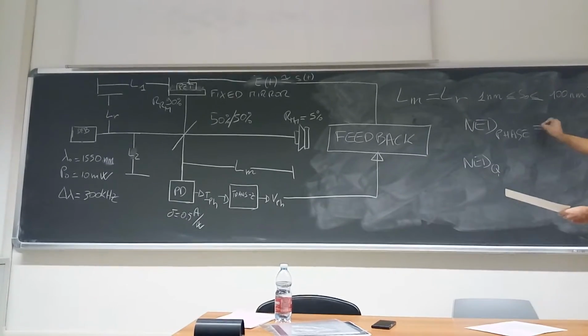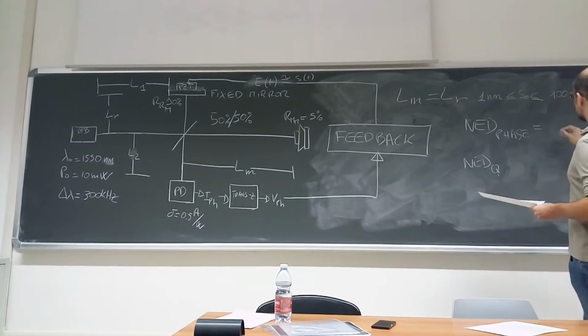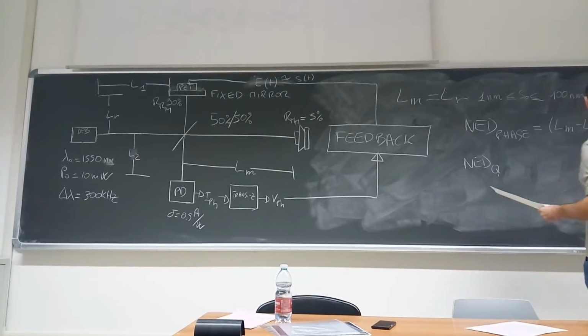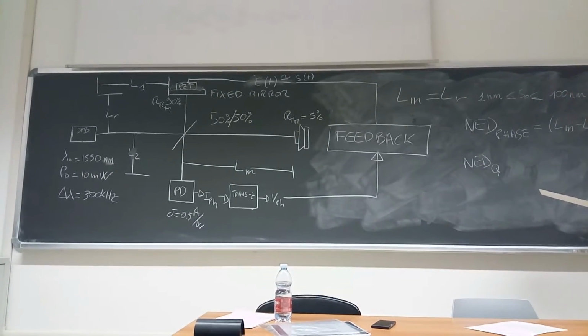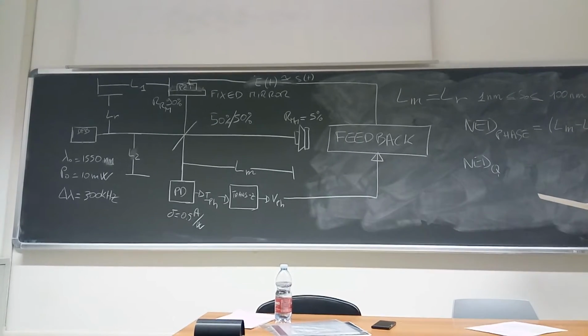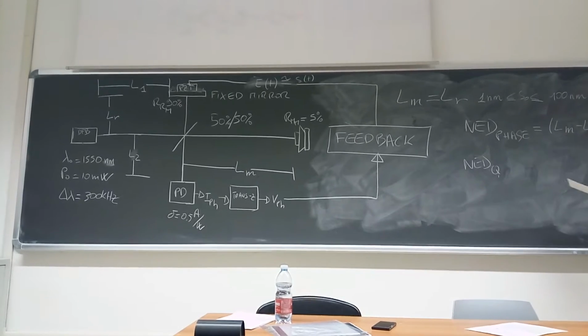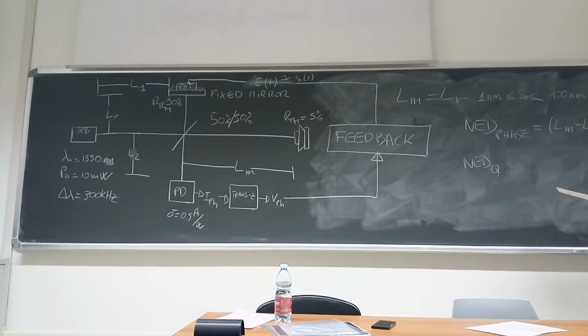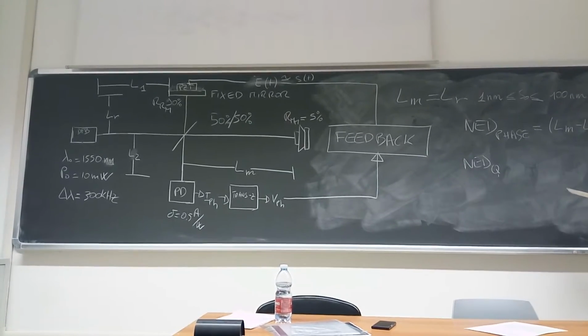So, the NED related to the phase, I never recall this, to be honest, is always given by Lm minus Lr, and this is multiplied by the ratio of the laser linewidth in terms of frequency, so we can say df of the laser, divided by the central frequency of the laser. Okay?